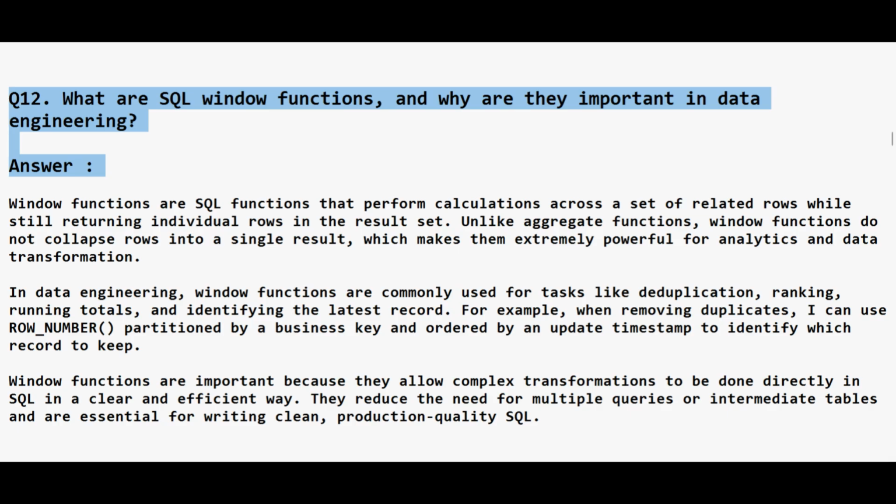In data engineering, window functions are commonly used for tasks like deduplication, ranking, running totals, and identifying the latest record. For example, when removing duplicates, I can use row_number, partitioned by a business key and ordered by an update timestamp to identify which record to keep. Window functions are important because they allow complex transformations to be done directly in SQL in a clear and efficient way. They reduce the need for multiple queries or intermediate tables and are essential for writing clean, production-quality SQL.